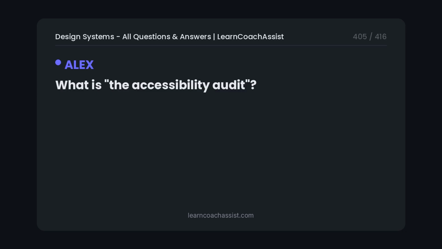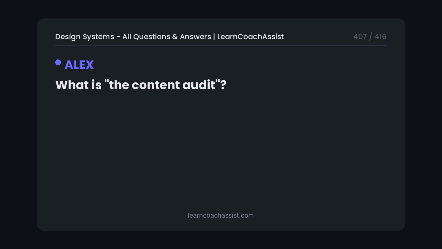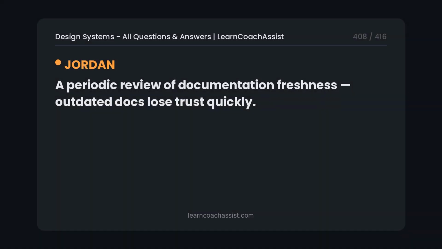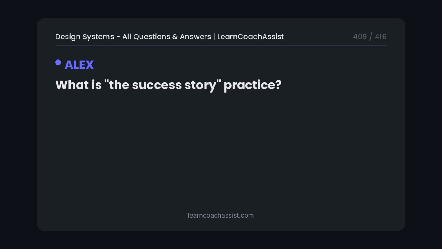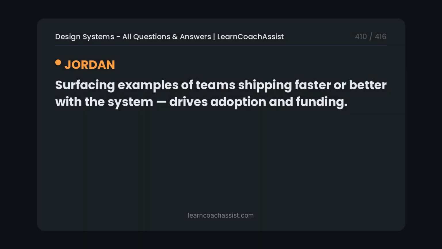What is the accessibility audit? A periodic deep review, often quarterly, confirming the system continues to meet accessibility standards. What is the content audit? A periodic review of documentation freshness, outdated docs lose trust quickly. What is the success story practice? Surfacing examples of teams shipping faster or better with the system drives adoption and funding.